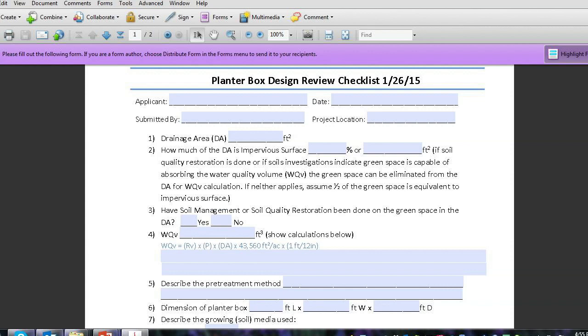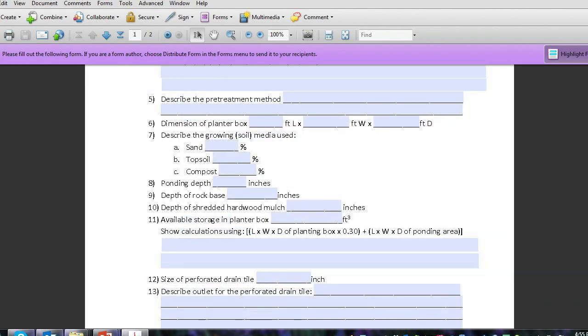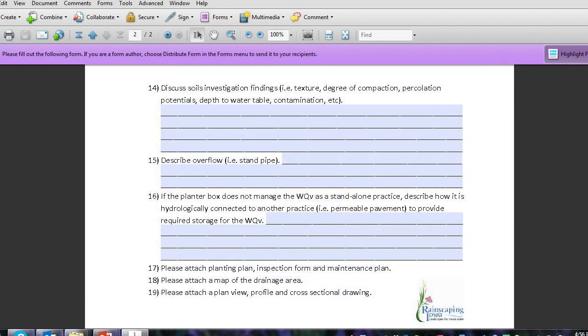But otherwise, you could use a modified soil mix similar to the bioretention cells. It depends on the system that's chosen. And we go through about the same information: you want to show the available storage in the planter box, show your calculations, and they're giving you the equations right there. Perforated pipe, they want to know about that. The drain tile, any soils investigations, along with overflow.